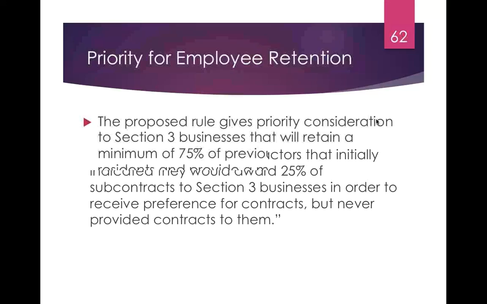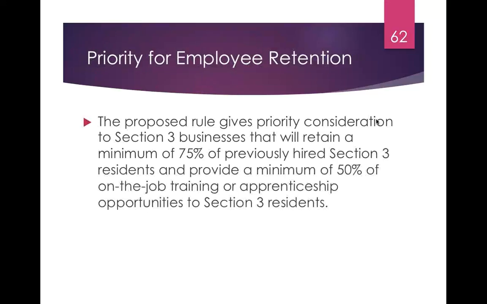Priority for employee retention. The proposed rule gives priority consideration to Section 3 businesses that retain a minimum of 75% of previous Section 3 residents and provide a minimum of 50% of on-the-job training or apprenticeship opportunities to Section 3 residents.